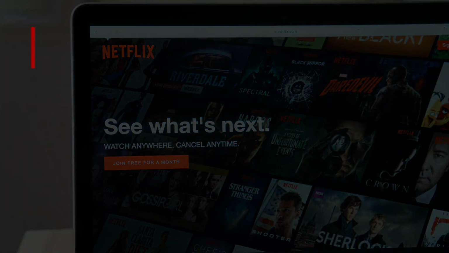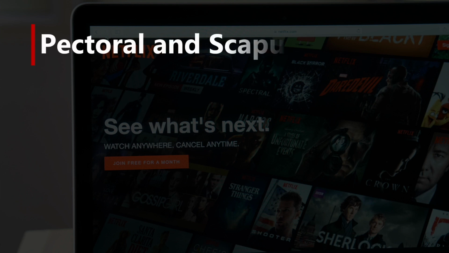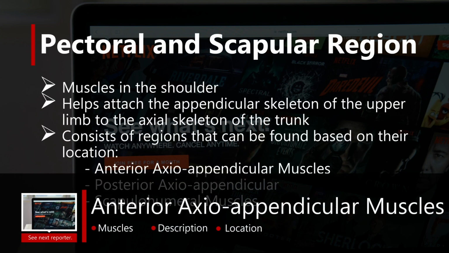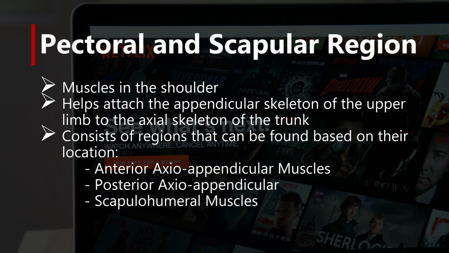The pectoral and scapular regions are the muscles in the shoulder that help attach the appendicular skeleton of the upper limb to the axial skeleton of the trunk. They can be grouped based on their location into the anterior axio-appendicular or thoraco-appendicular or pectoral muscles, the posterior axio-appendicular, and the scapulohumeral muscles.